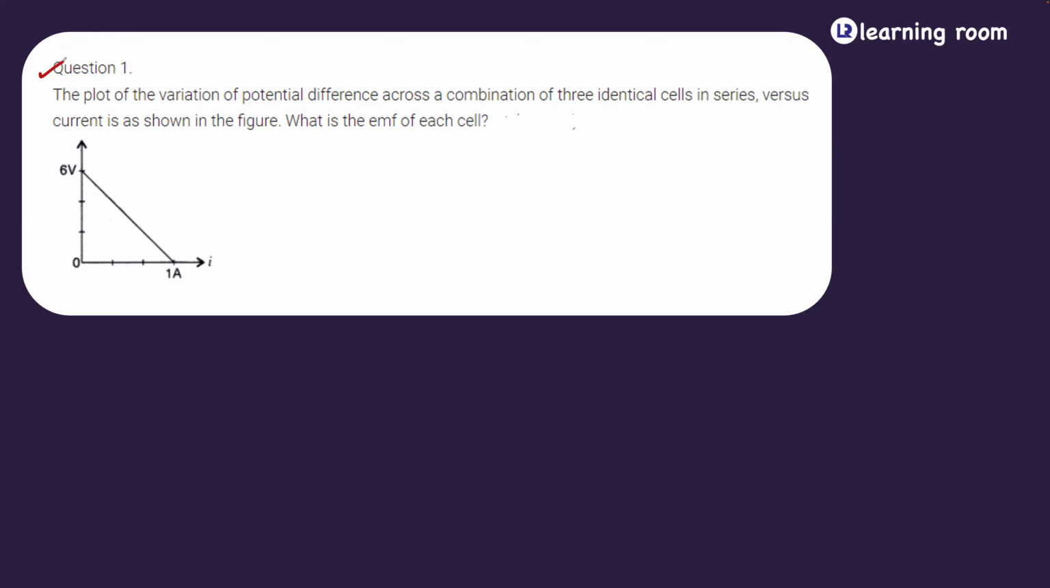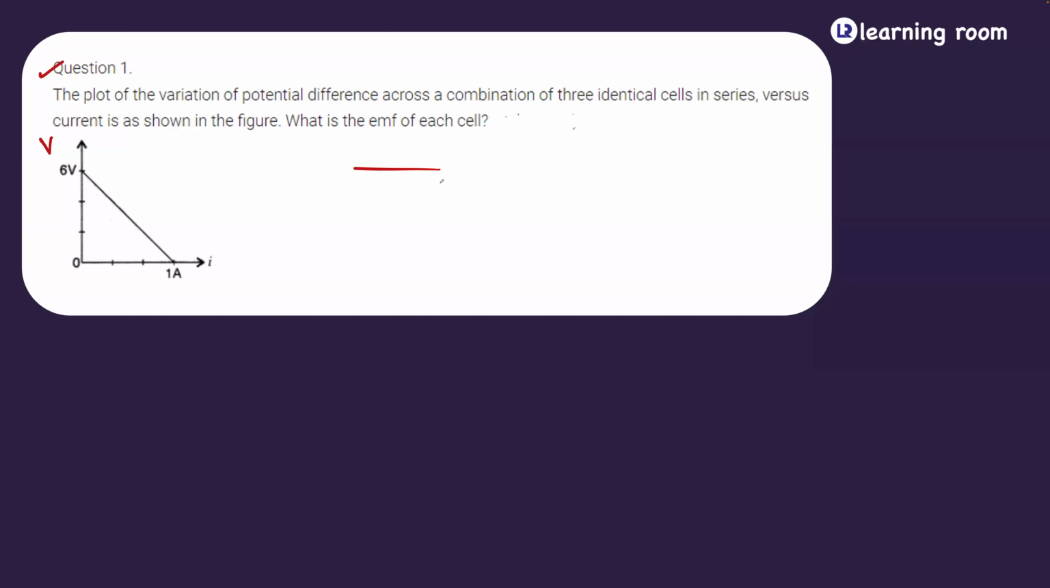You draw the diagram. See, just convert it. Don't look at this graph. Just read the question, what they are talking about. You have a combination of three identical cells in series. Right? There are three identical cells which are in series, for which there is a graph that is drawn between the potential difference and current. All that you need to do is find what is the EMF of each cell.